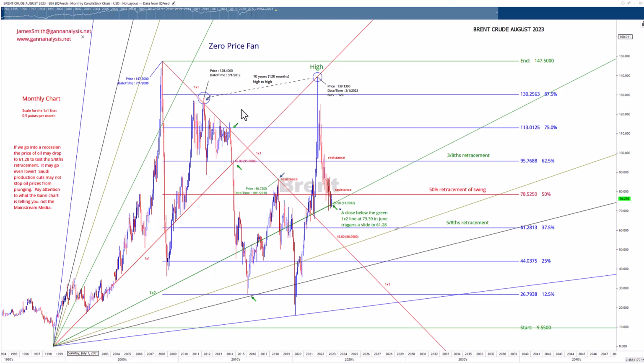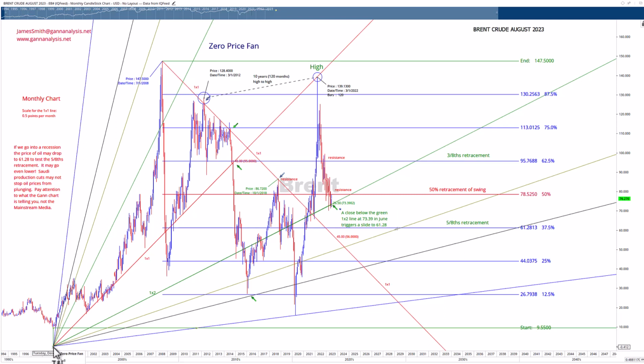GannAnalysis.net. Today I want to show you Brent Crude futures, the August contract. We draw a Gann fan up from zero at the time of this low. This is called a zero price fan. So why would you do that?